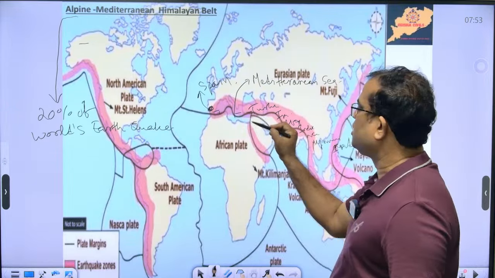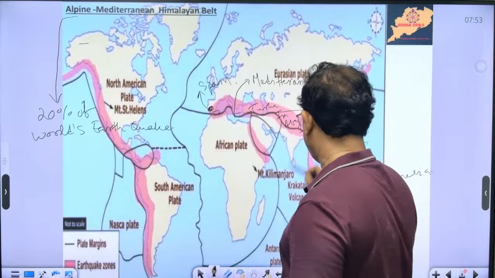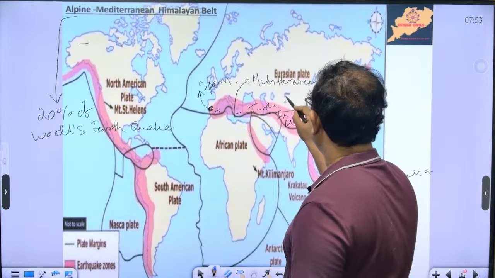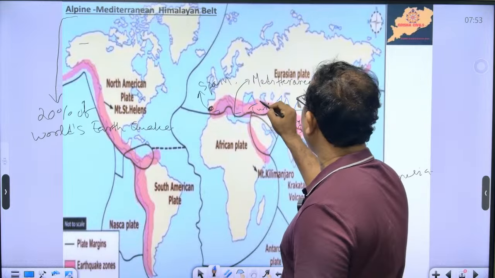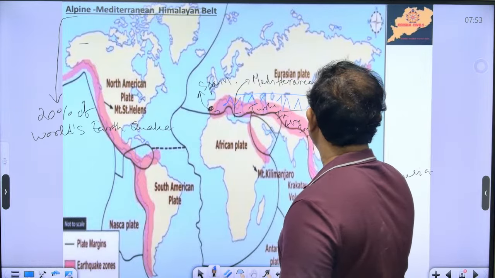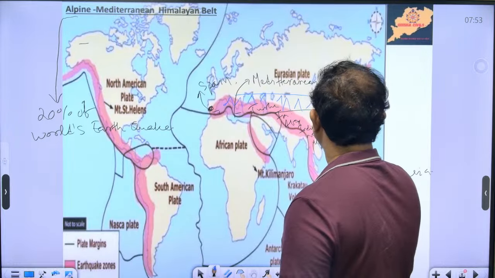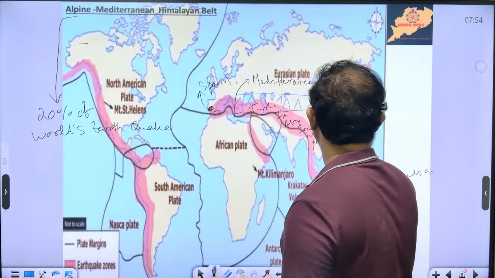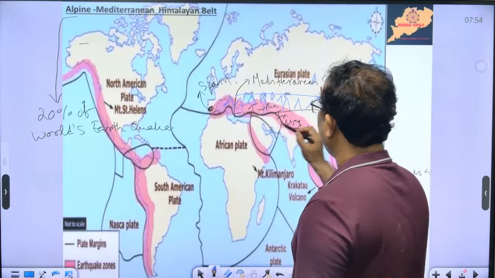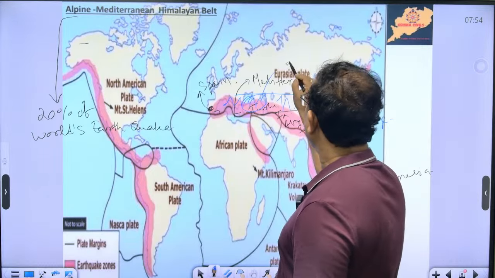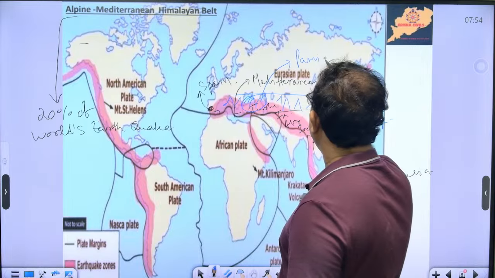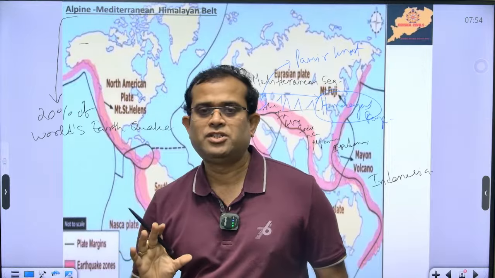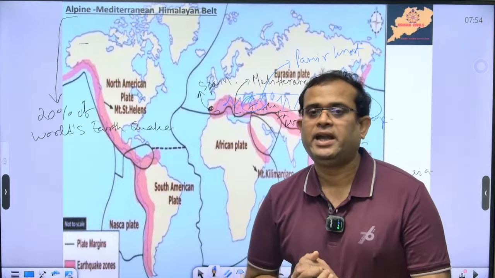This is such a vast stretch, and here you find the Himalayas. This is your entire Pamir Knot and Himalayas. This is completely Alpine Himalayas, right? This is your Himalayan mountain range, and as we know, this is your Pamir Knot, and that is why it is called the Alpine Mediterranean Himalayan belt.